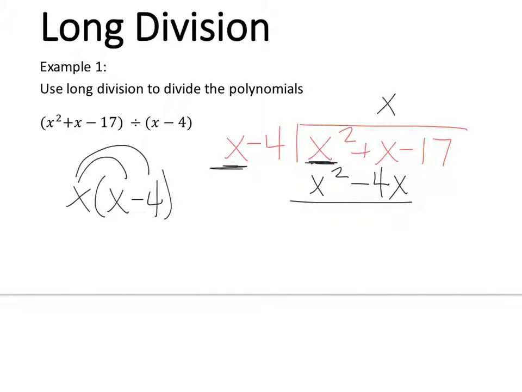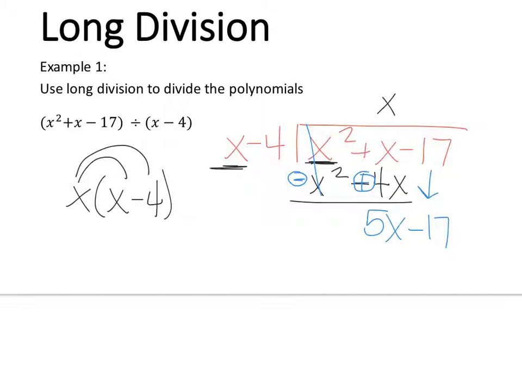Now I'm going to subtract these pieces. So I'm going to subtract this one, and that double negative would actually make that a plus. So x squared minus x squared cancels. x plus 4x is actually 5x. And then I bring down that negative 17.